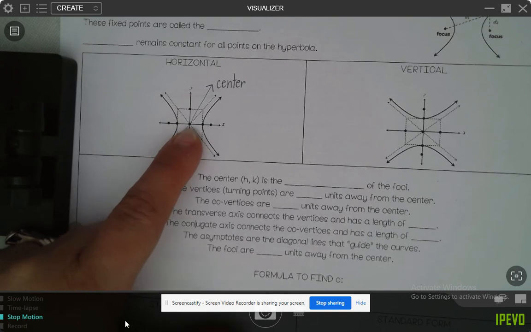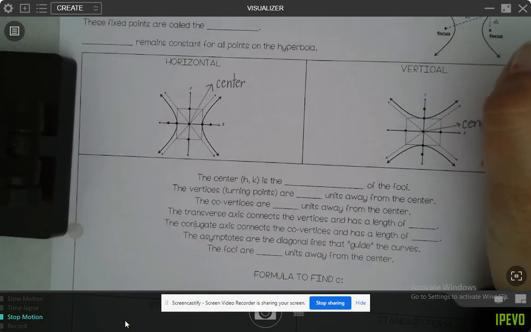I just made up that word. It's probably fine. Shush. And then the center is here on a vertical.